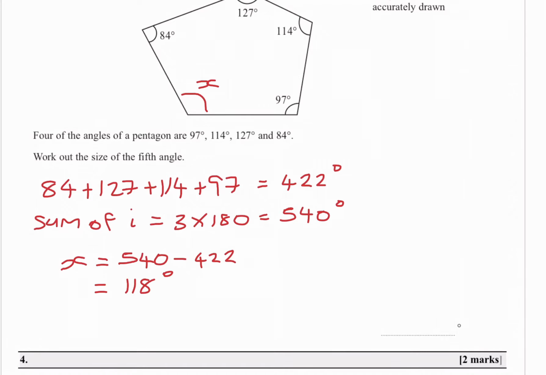Okay, so the easiest way to do that one is to find the total of the angles that you do have, find the total size of all of the angles, and then because you've got 4 of them, you just need to find the 5th. You can just find then the difference between those 2 numbers, and that's the easier way to do it.